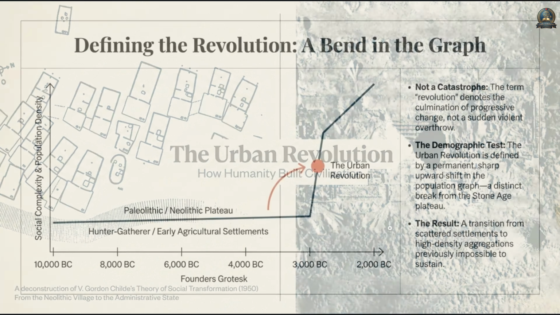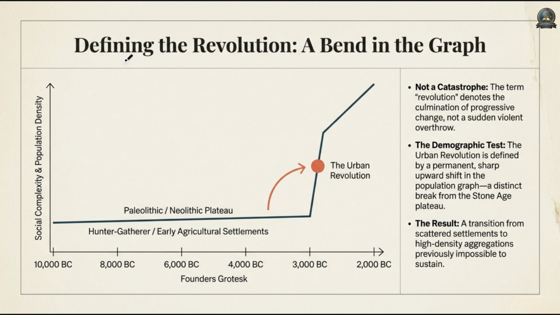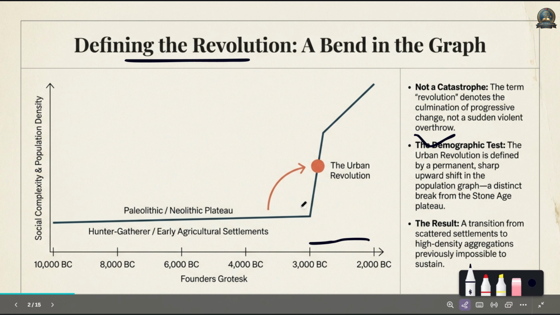Okay, in this class, first of all, defining the revolution. What is revolution? The term revolution denotes the culmination of progressive change, not a sudden violent overthrow. The demographic test: the urban evolution is defined by a permanent sharp upward shift in the population graph, a distinct break from the stone plateau, and the result is a transition from scattered settlements to high-density aggregations previously impossible to sustain. This is the period of urban evolution, 3000 BC to 2000 BC.